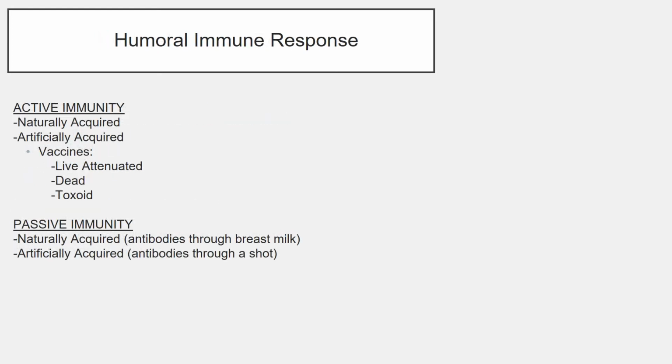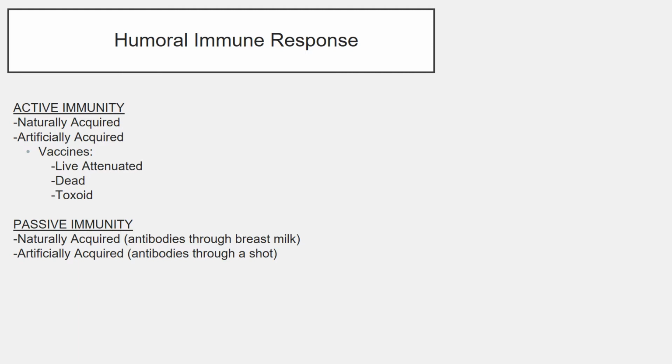Humoral immune response also contains active immunity and passive immunity. Naturally acquired active immunity is when you get sick, antibodies are produced by your own body, and then you get better. Artificially acquired active immunity is when you are injected with a vaccine. Types of vaccines include live attenuated, dead, and toxoid. A live attenuated vaccine is when you get a weakened or genetically altered dose of the disease.